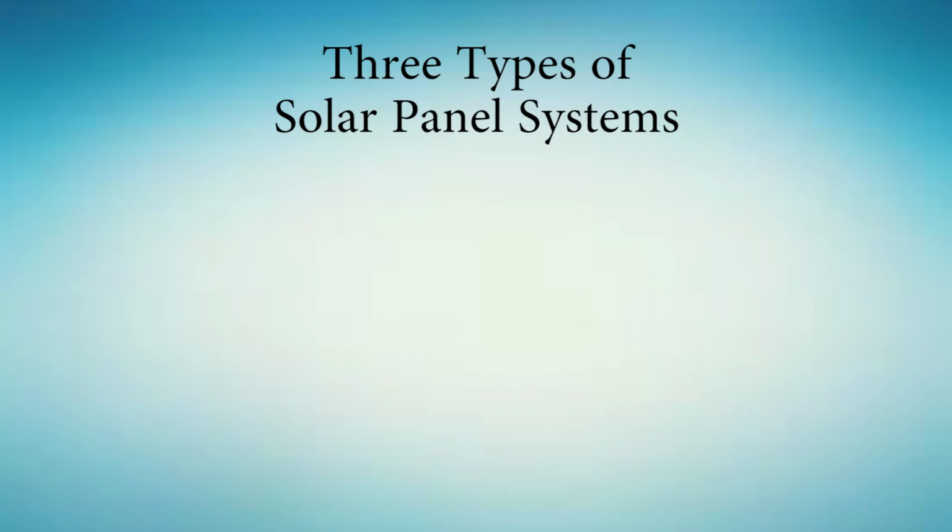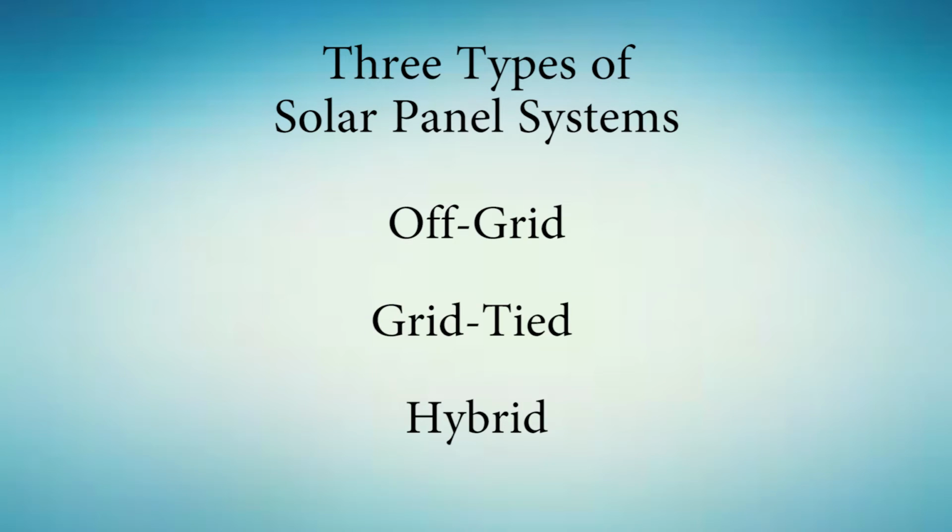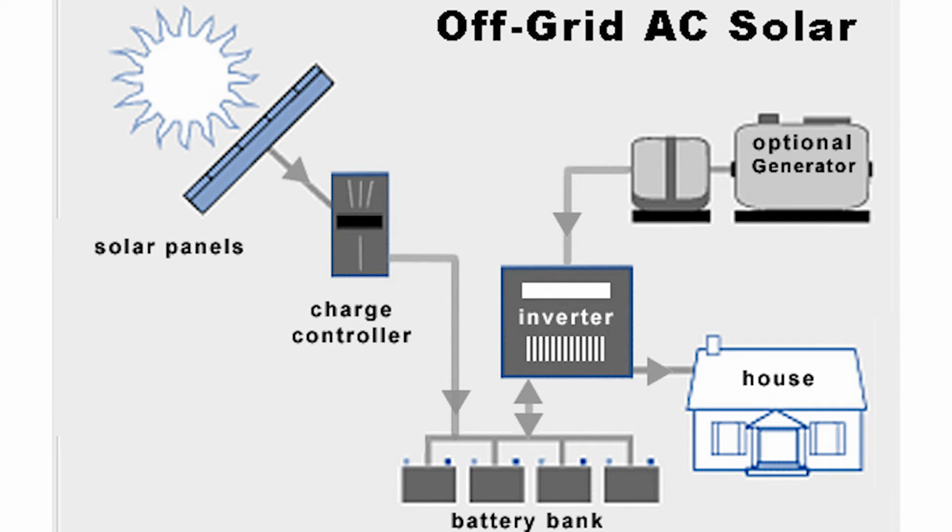There are three different types of solar panel systems: off-grid, grid-tied, and hybrid systems. Off-grid systems can run independently from the grid. Solar panels generate DC power. It is fed into a charge controller, which is used to regulate the charge instead of relying on the utility company. From there, it is transferred and stored in a DC battery bank. The inverter is connected to the home, which converts DC into AC power.